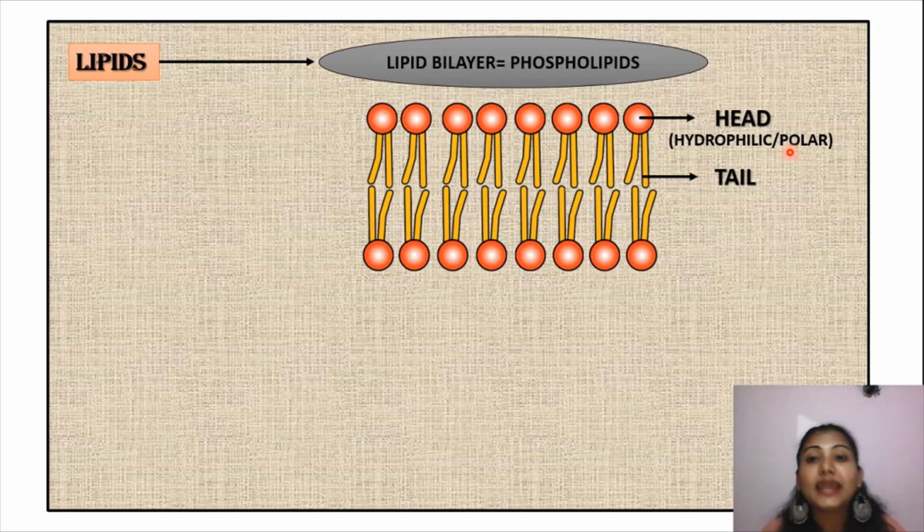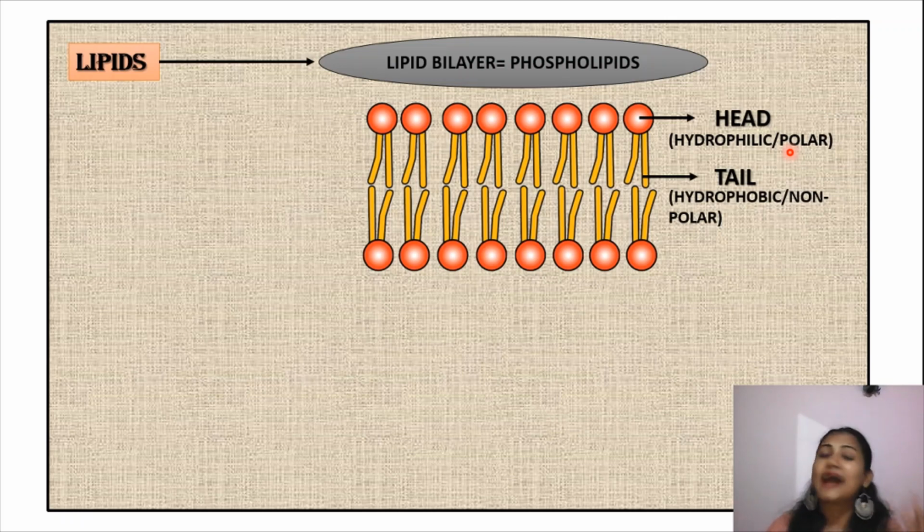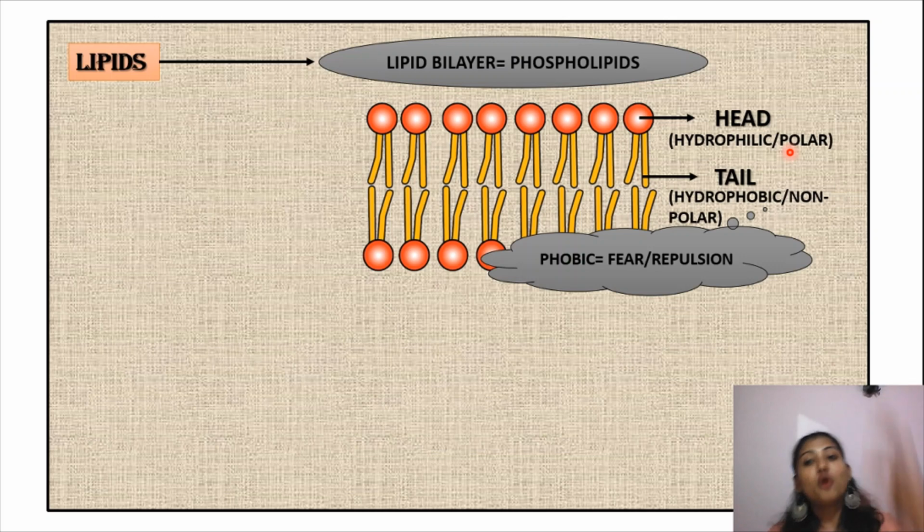Whereas the tail is hydrophobic or non-polar. Yes, students. Now what does hydrophobic mean? We saw that hydro means water. Phobic means it has a fear or it is repulsive. So the hydrophilic head was attracting water, and the tail is repelling water. They don't love water, they hate water. So it is also called the non-polar end.